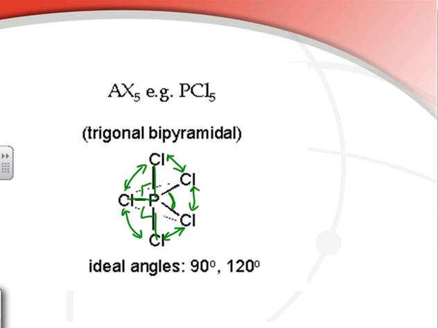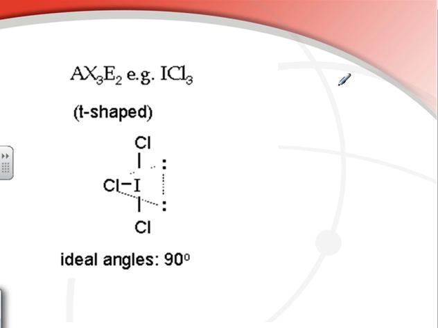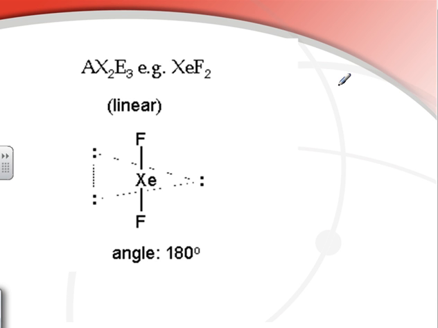That's called trigonal bipyramidal. If we take away one of these chlorines and just have an extra charge cloud, so instead of having 5 things attached to your sulfur, in this case we have 4 fluorines and an extra lone pair, this is what's called a seesaw shape. If we have 3 things attached to your central atom and 2 extra charge clouds, 2 extra lone pairs, this is called T-shaped. And if we have only 2 things attached and 3 extra charge clouds, this is, again, linear.